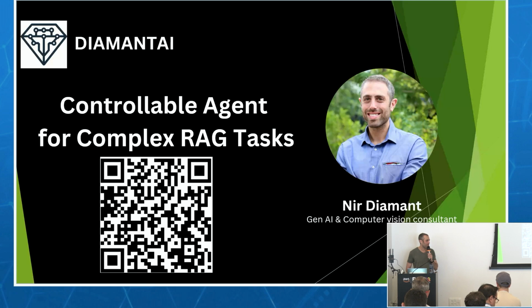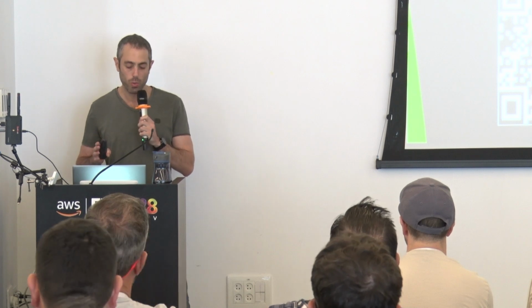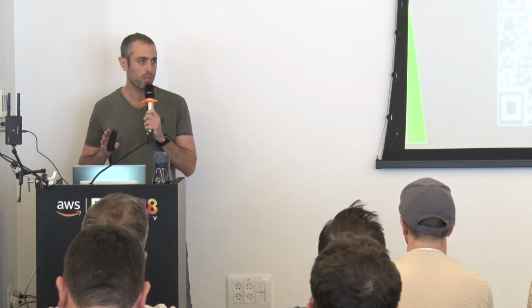Okay, so just to let me introduce myself shortly. My name is Diamant. I am an AI consultant in the fields of Gen AI and computer vision. And today I'm going to talk with you about a combination between RAG and agents and how we're going to solve together complex tasks, which we can also control what's going inside.